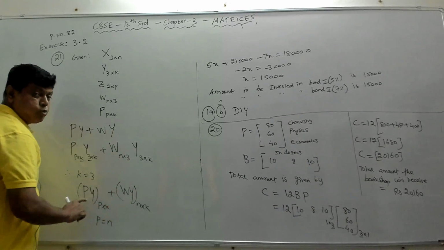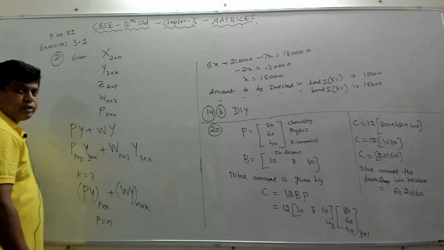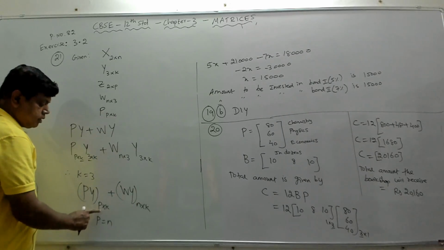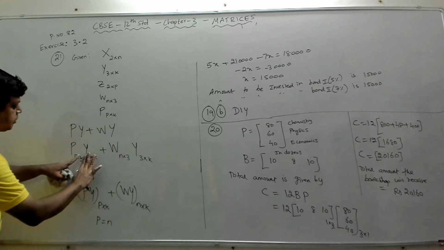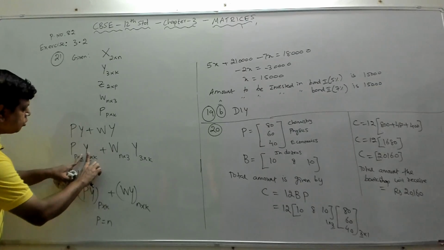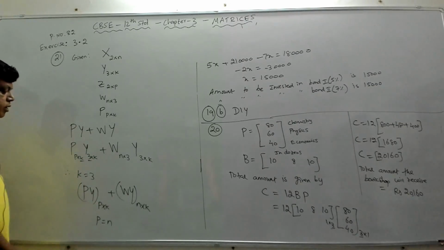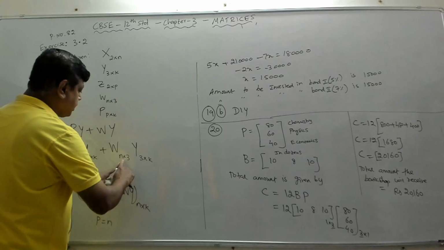If you want to add these two matrices, the order of both matrices should be the same, but the order of this matrix is P cross K, and the order of this is n cross K. How did we get P cross K? Because K equal to 3, so these two will go. The remainder is P cross K. This is n cross K, these two will go.